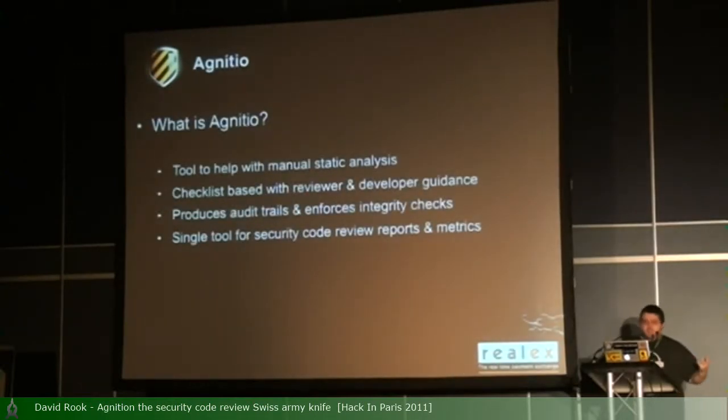So, what is Agnitio? Well, it's a tool that tries to help with those limitations of the human reviewer. It's there to try and guide and help a human perform a security code review. I guess initially it was just an application that formalized a checklist-based review, and I'll come on to that a little bit more in a second. But it also now includes a lot of education and guidance material. All of the information about the principles of secure development is also in the tool, so you can just click onto another tab and get the information you need when you need it. It automatically produces your audit trails, your integrity checks, your code review reports, and your metrics for you.